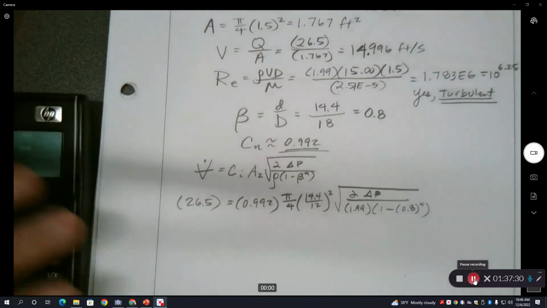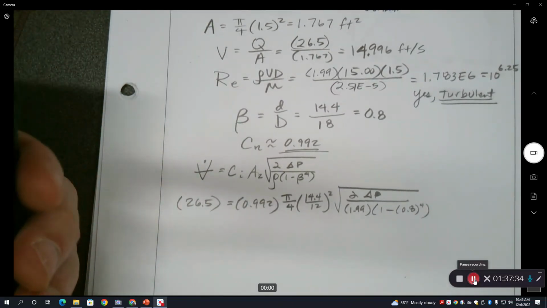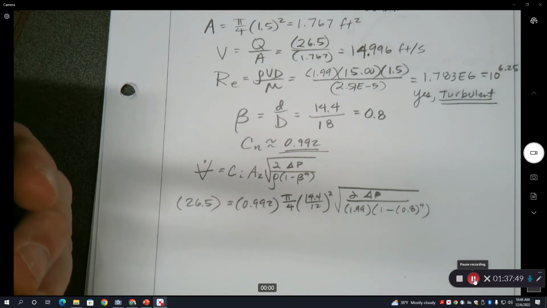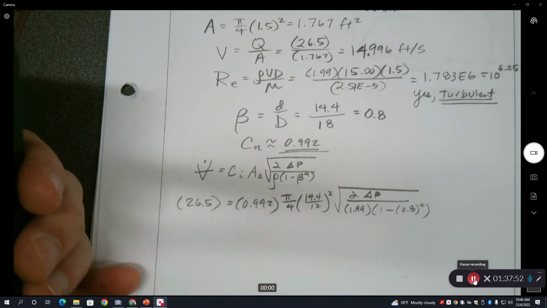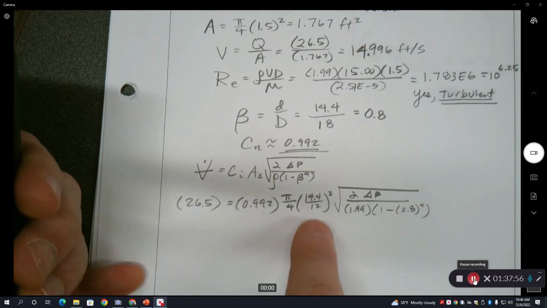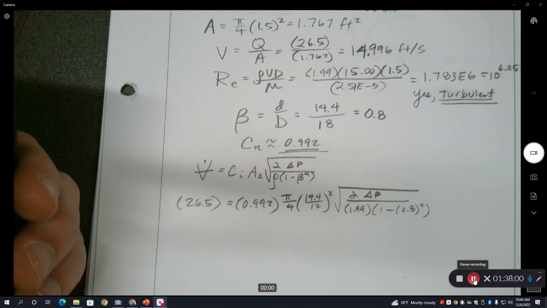So there's a little bit of calculator activity going on here, so just try to keep this straight. 26.5 divided by 0.992, and then I'm going to do this one separately. 14.4 divided by 12 squared times pi divided by 4, and then I'm going to divide the other side by that, boom, and then I need to square it, so squared, then I'm going to multiply by 1.99, boom, and now here's the one at 0.8 to the 4th raised, subtract it, change the sign back to that, and that's going to be multiplied, boom, and divided by 2, boom.